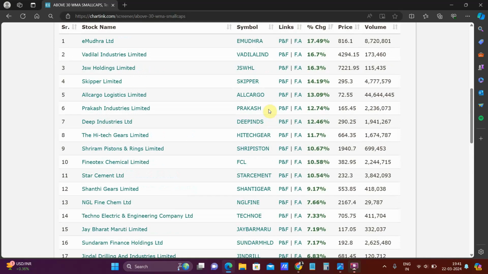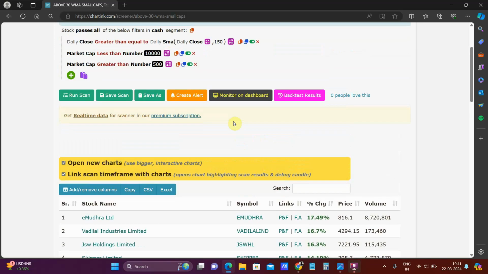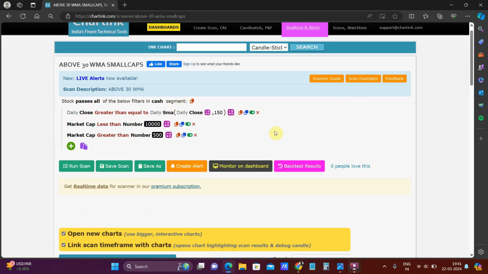So Chartink is actually a pretty good website where you can do all this and figure out which are the great quality stocks that are fulfilling all your technical conditions, right? You can even put the fundamentals as well, right? You can go for ROC and things like that. So that will also filter fundamentally great quality companies along with great technicals.